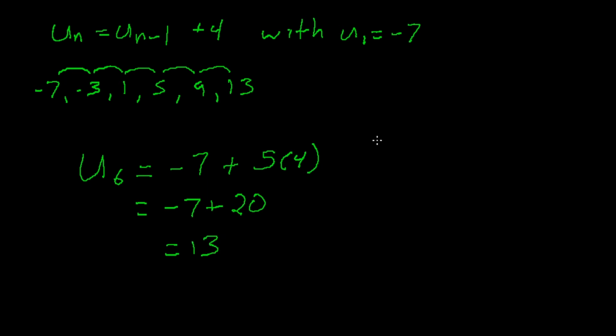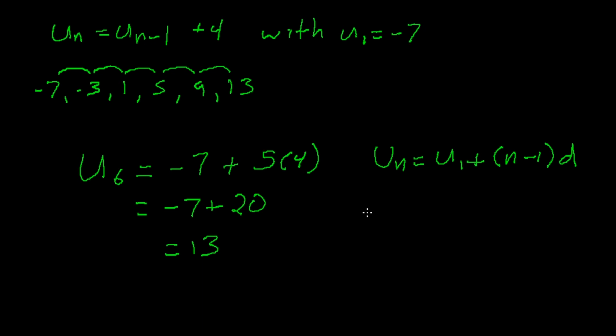So the explicit form of an arithmetic sequence follows this form. It says u sub n is equal to your first term plus n minus 1 times d.